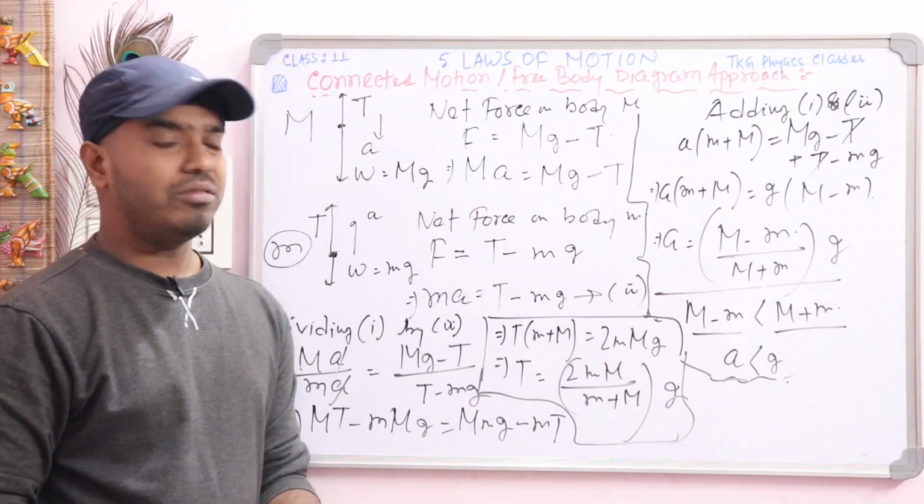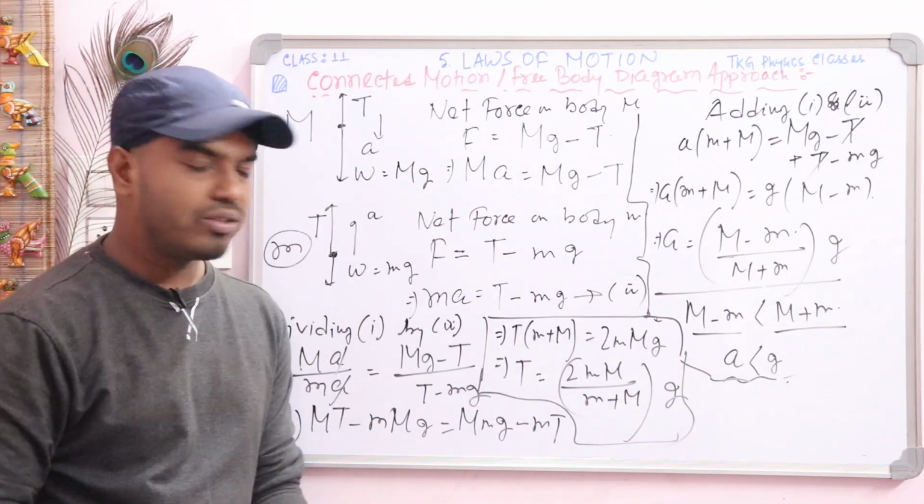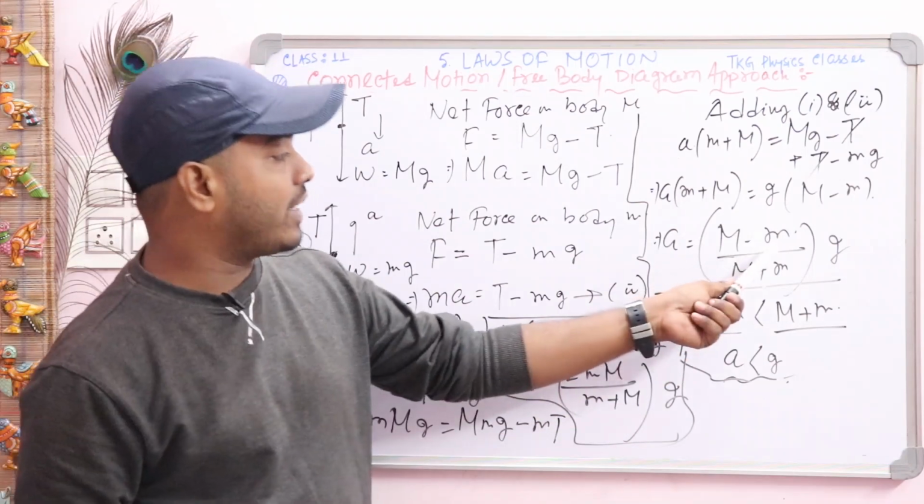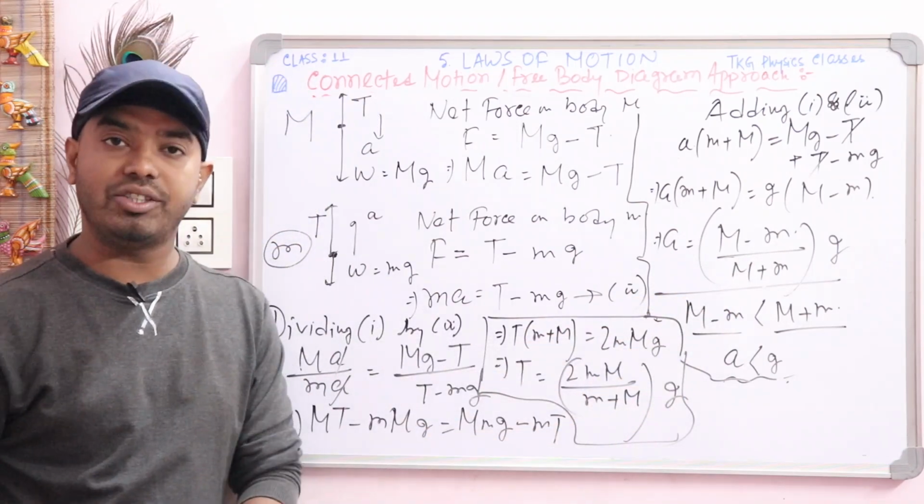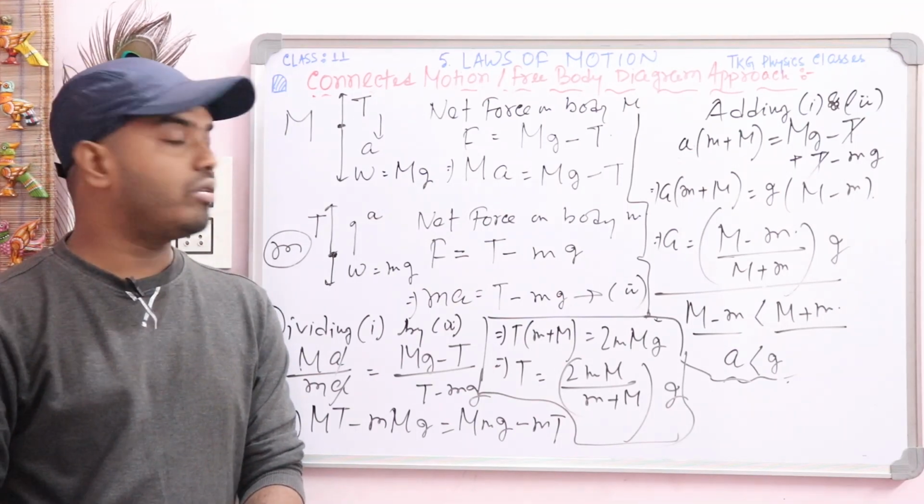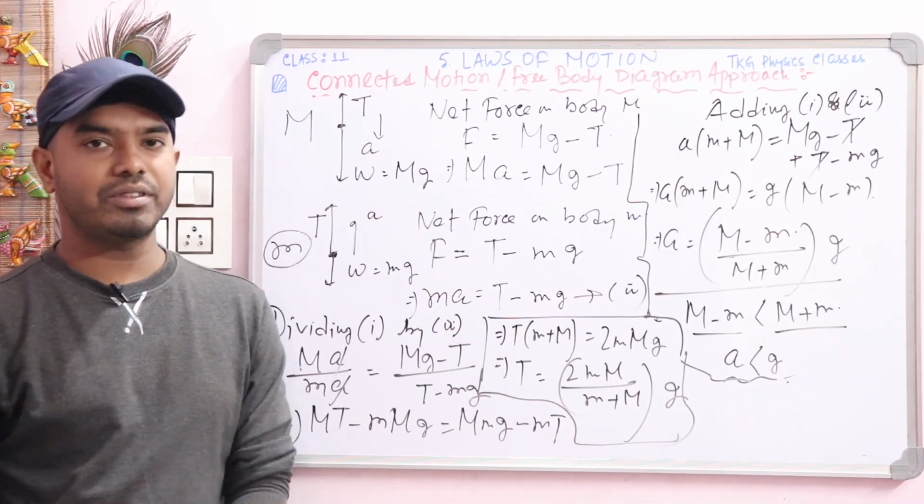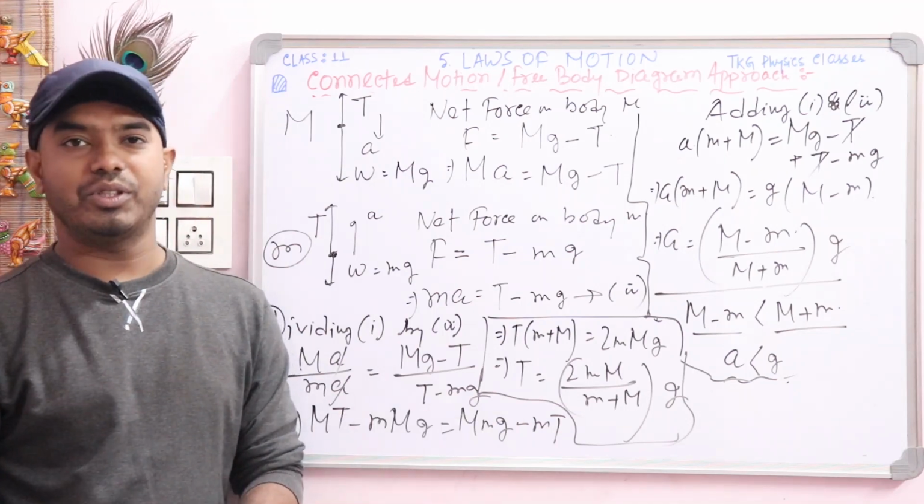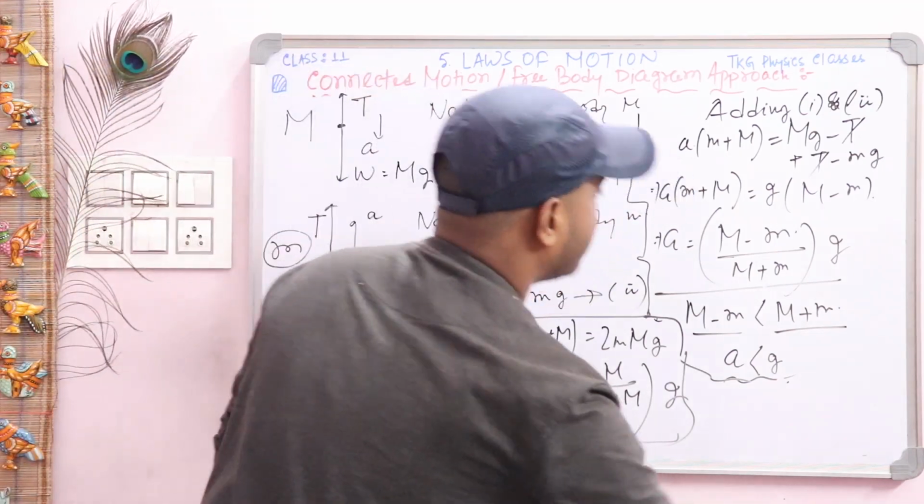Okay, now in a problem, suppose m1 and m2 are given, so you can easily find out the value of acceleration and the value of tension. Okay, so this is the theoretical part. Now we will solve some problems related to free body diagram. Okay, so solve it.